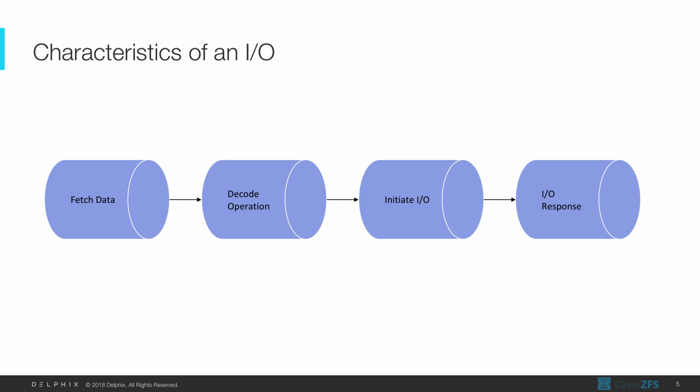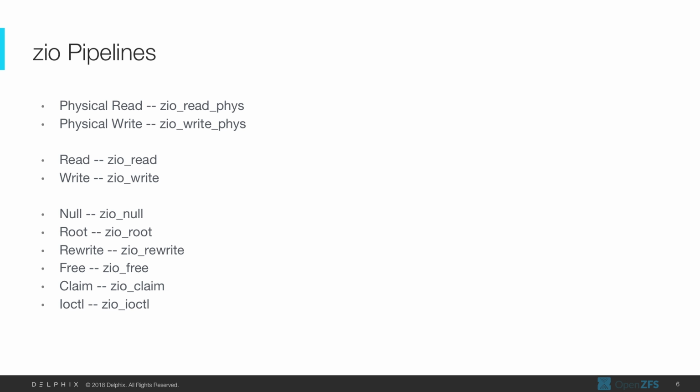And what we've done with ZFS is exactly that. They're more intricate than just a 4-stage pipeline, and they differ based on the types that exist. Here are some of the basic pipelines that exist in the ZIO subsystem. We have 2 different types for physical IOs, for doing physical reads and physical writes. We also have logical reads and logical writes.